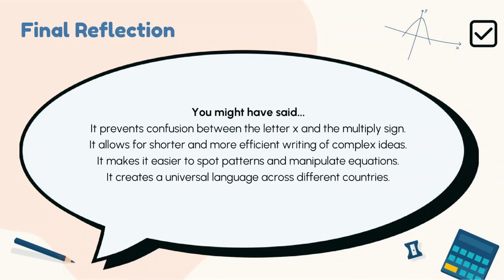You might have said that algebraic shorthand helps prevent confusion between the letter x and the multiplication sign. It also makes mathematical writing shorter and more efficient. Instead of writing long sentences, we can express an idea quickly with symbols. These rules also make it easier to spot patterns and manipulate equations. Finally, algebra creates a universal language that mathematicians, scientists, engineers, and students can use across different countries.